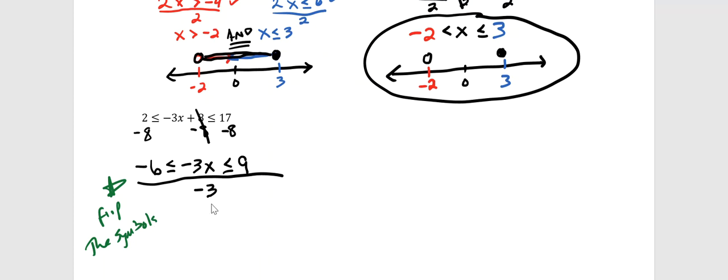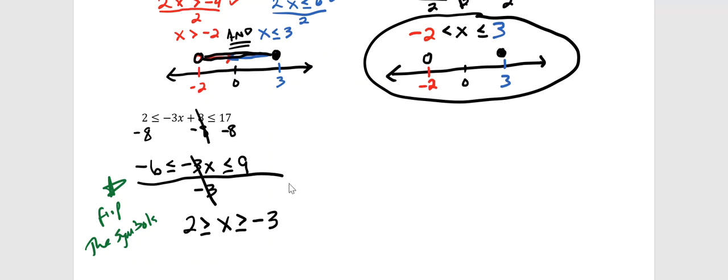So we're going to get -6 divided by -3 is 2. It's not going to say less than or equal to anymore. It's going to say greater than or equal to. Our -3's cancel, so we get x. This symbol is going to flip also. It's not going to say less than or equal to. It's going to say greater than or equal to. And 9 divided by -3 is -3.